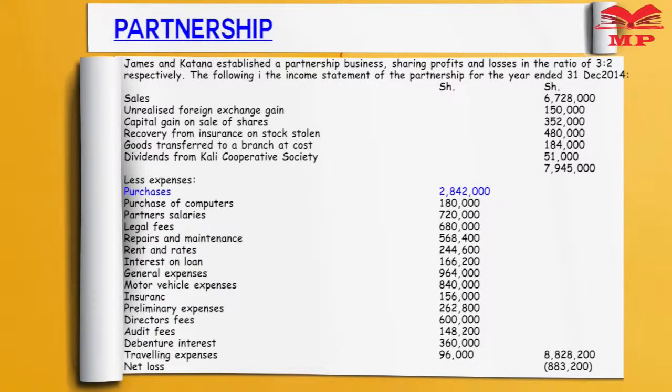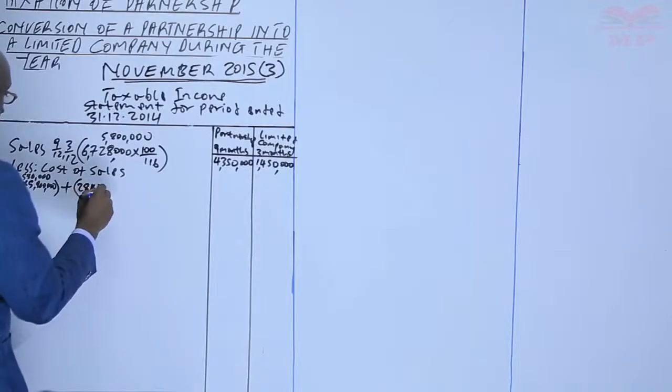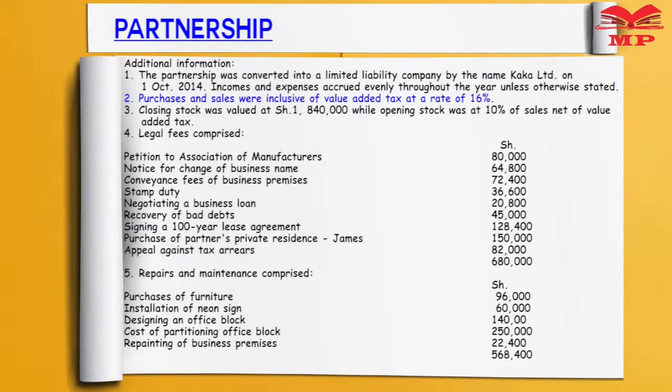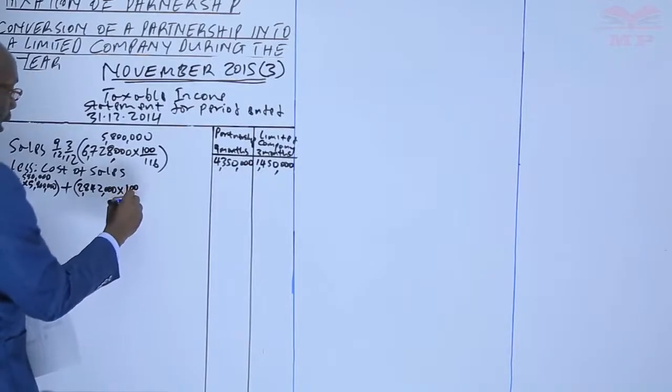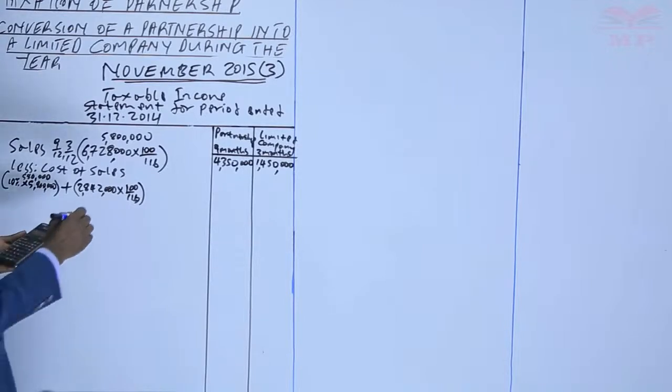And then we add the purchases. The purchases is in the income statement, the first expense actually, 2842, so plus 2,842,000. But we are told this one as well, in additional information number two, it had the VAT. So we must exclude the VAT. We do the same we did with the sales. So times 100 over 116. Let us get how much that is. 2,842,000 times 100 divided by 116 gives us 2,450,000.